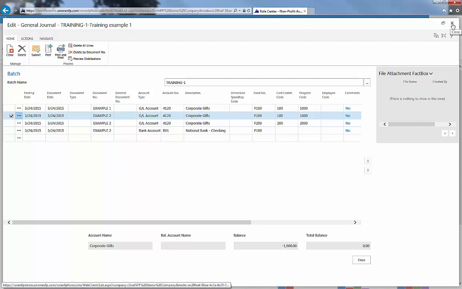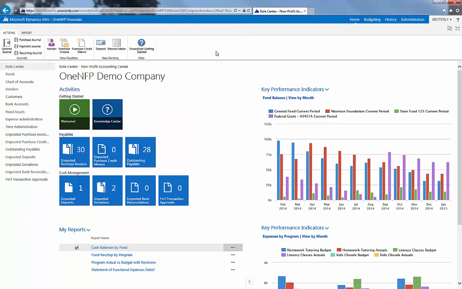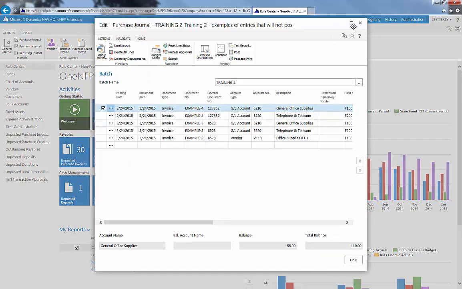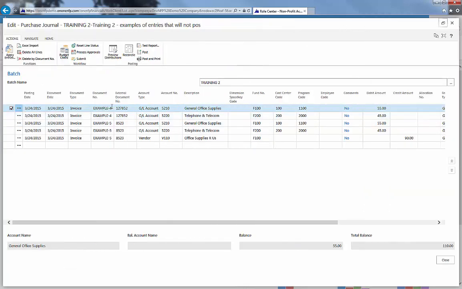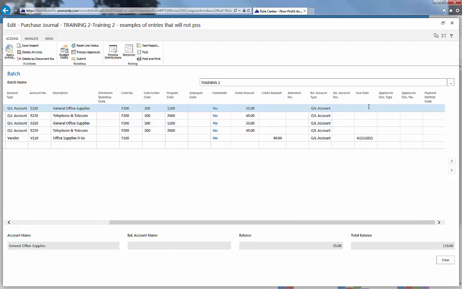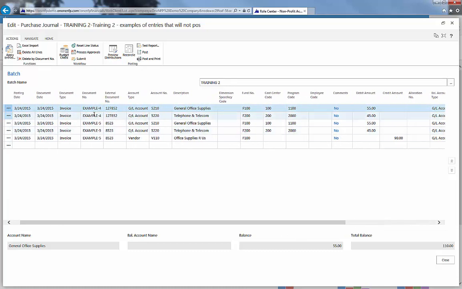So let's close this and let's open the purchase journal where I have some more examples to look at. So let's take a look at these first 2 lines. Example 4. I'm recording an invoice. I'm hitting a couple of different expense entries. If we come over to the right, there is no balance information. This first document would not post because we don't have the balance information. We don't know what vendor we're going to post to with this transaction.